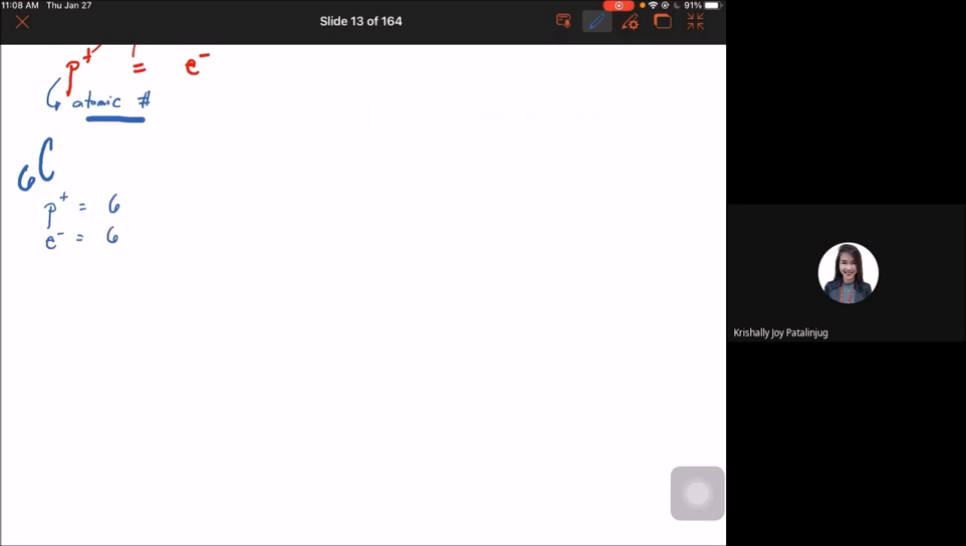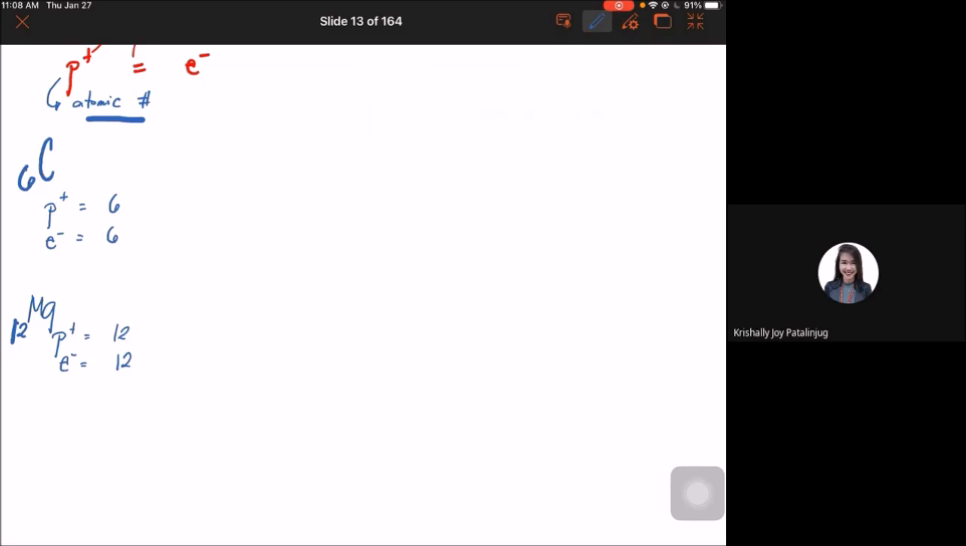Because as you can see, the carbon is neutral. Walang charge na makikita. Another example, let's have a metal, magnesium, for instance. If you check your periodic table, the atomic number of magnesium is 12. So its proton number is 12 because, again, proton number is equivalent to the atomic number. Its electron number is also equal to 12, since the given magnesium metal is neutral.